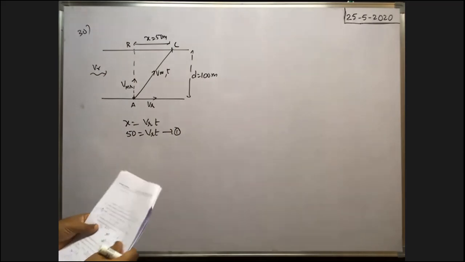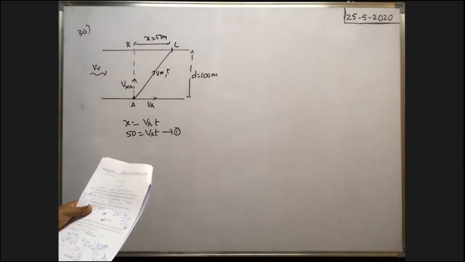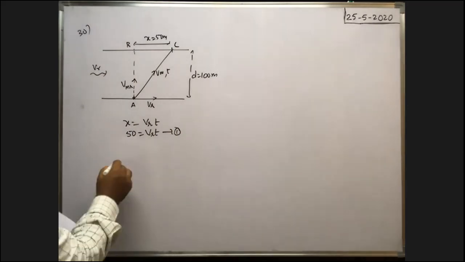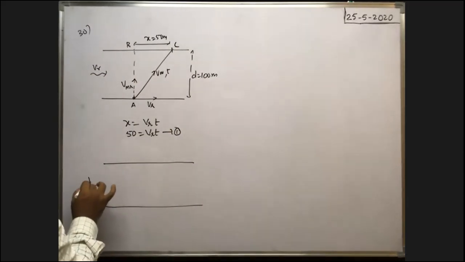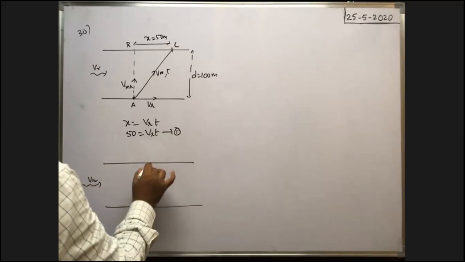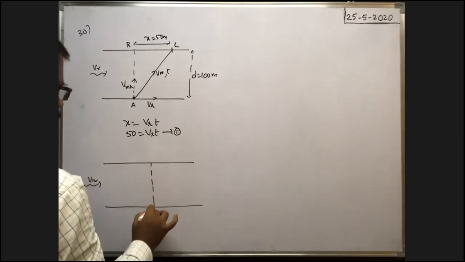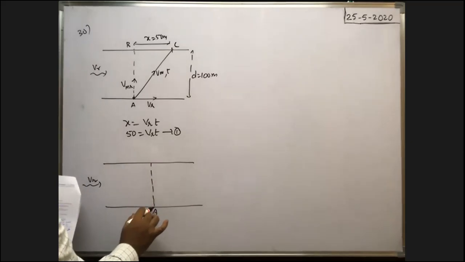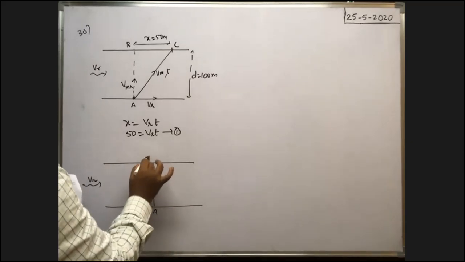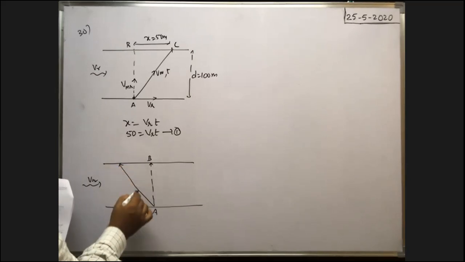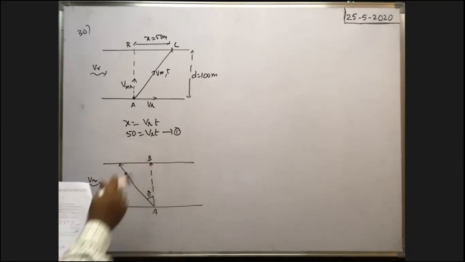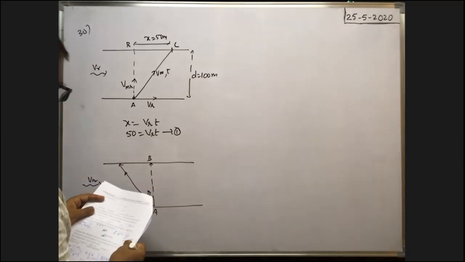The angle of the bank at which he should swim to reach the directly opposite point B on the other bank. To cross the river so that he reaches the exactly opposite point, in which direction does the man have to swim? Suppose this is A, a point on one bank. The man has to reach exactly the opposite point B. Definitely the man has to swim upstream, no? So the man has to swim upstream by making an angle theta with the normal flow.